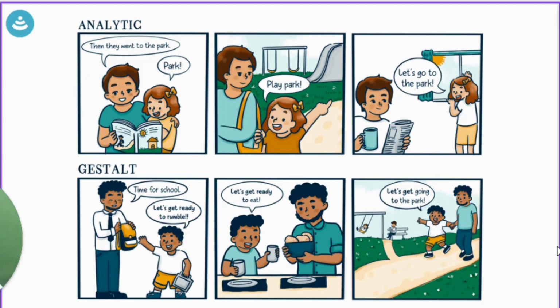So here is an example that is given. If the child is an analytic language processor, then the child may start from a single word and then learn to combine different word combinations as the child acquires language. Whereas if the child is a gestalt language processor, then it's all about combining different chunks of language or gestalts.